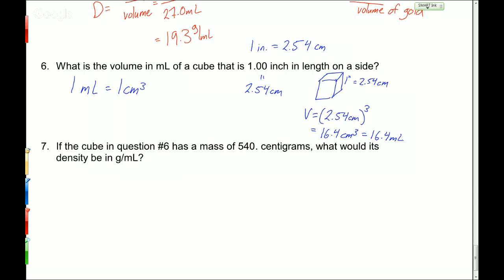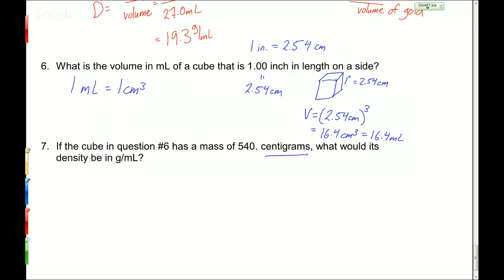All right, so then how do we do the next part? If we're given the mass of that cube, what would its density be? The mass divided by the 16.4. So 540 divided by 16.4? No, because it's centigrams, not grams. Yeah, centigrams. That's a weird unit.